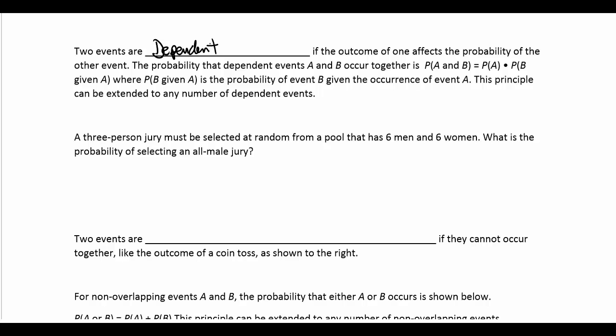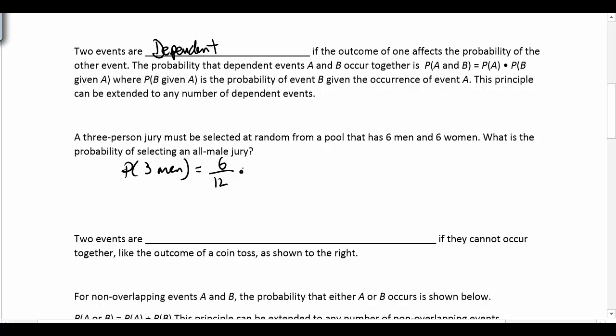A 3-person jury must be selected at random from a pool of 6 men and 6 women. What is the probability of an all-male jury? Okay, so probability of 3 men. The first time I pick someone at random, there are 6 out of 12 individuals.